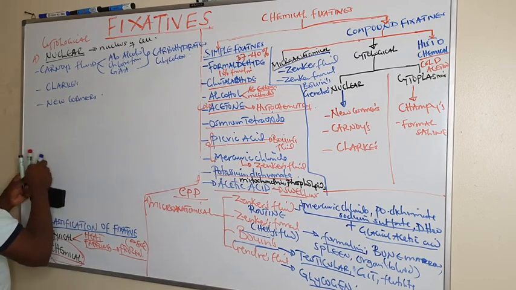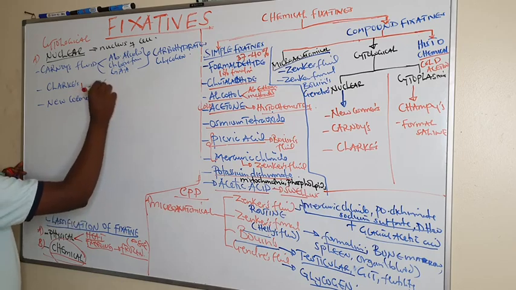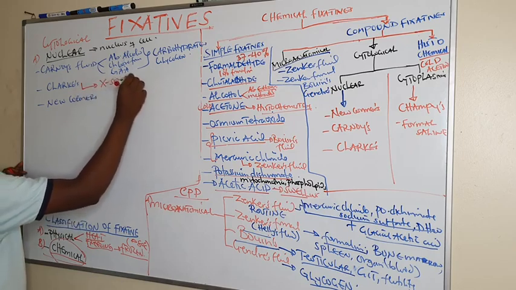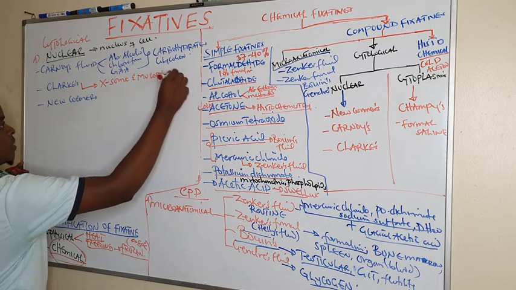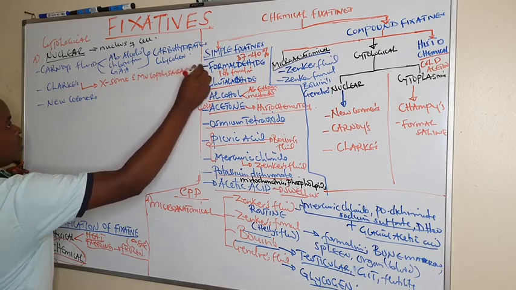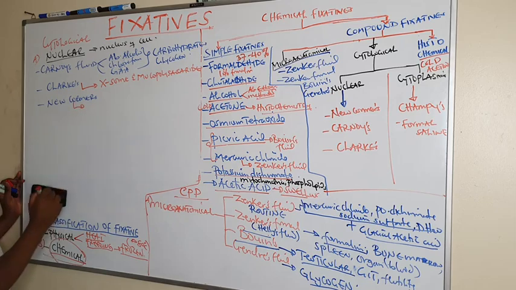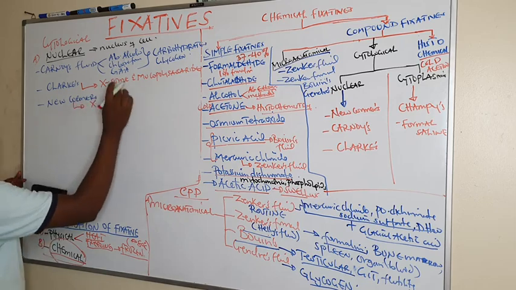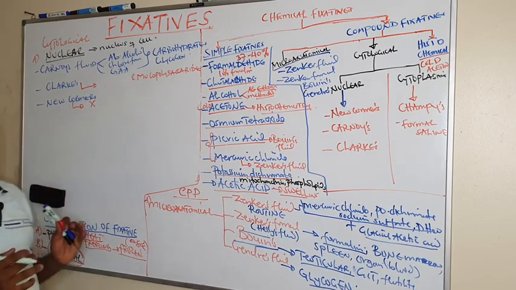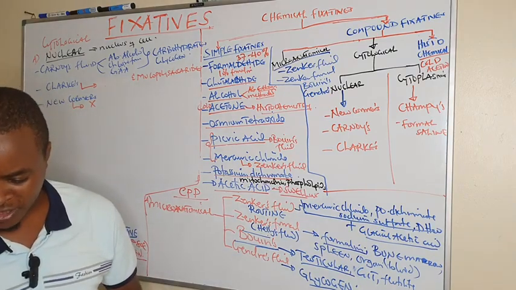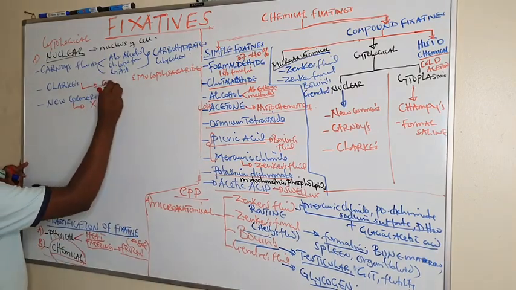Whereas Clark is best used for preserving chromosomes and mucopolysaccharides in the tissues for histochemistry. Then Newcomer's fluid is best for preserving, this one is for preserving majorly cell cultures. You can use it for preserving, this one is better for cell cultures.